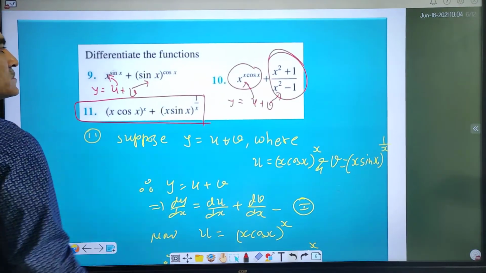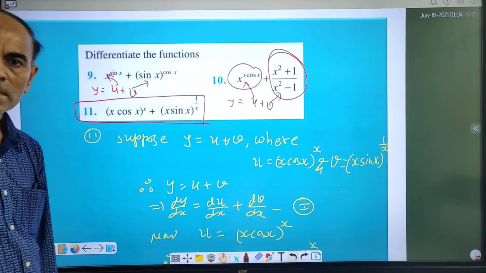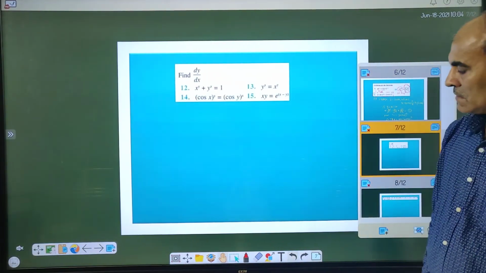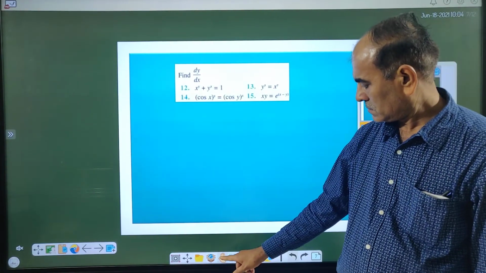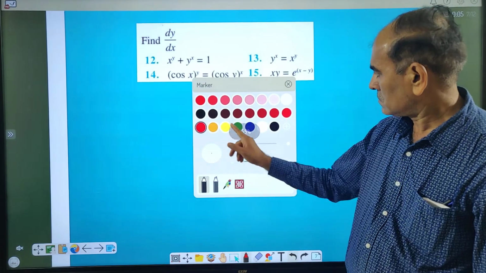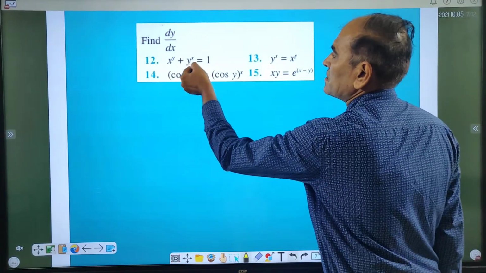4 marks question. Same way you can solve this two also. Okay. Next one. Now see. This type of sum already seen.